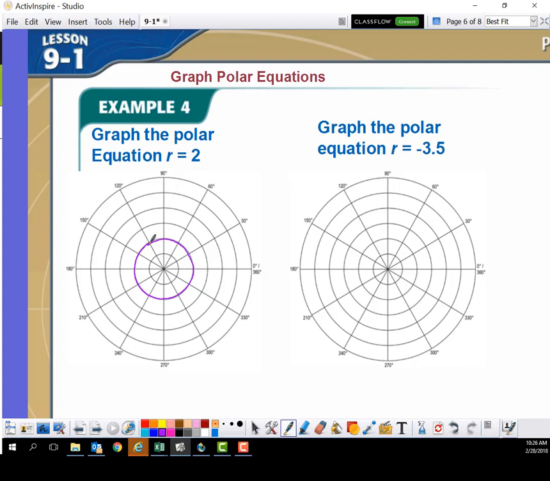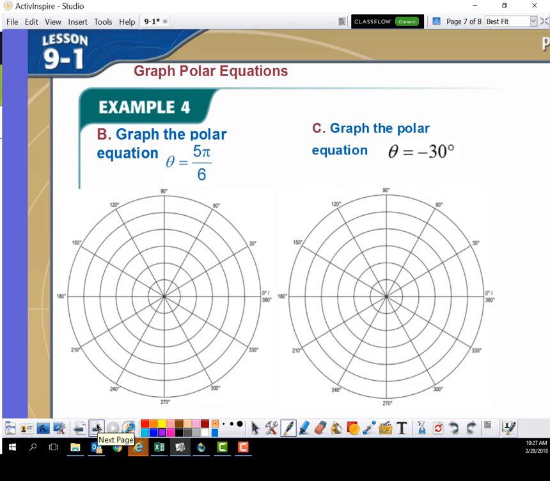Then if we look at the second graph, it says graph the polar equation where the directed distance is negative 3.5. Well, this is also going to be a circle, but I go out in between ring 3 and ring 4, so that's 1, 2, 3, 4, and that's going to be a circle here. The negative does not affect that because we're still going 3.5 units from the center. In the first case it was every point that's 2 units from the center, and this one's every point that's negative 3.5 units from the center.